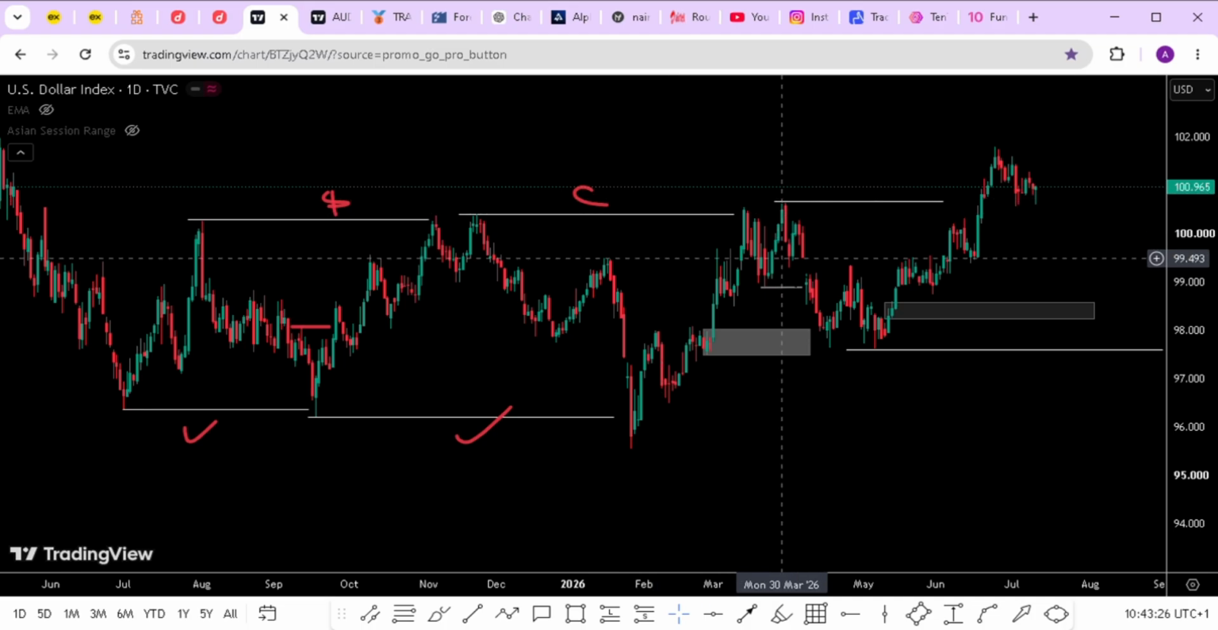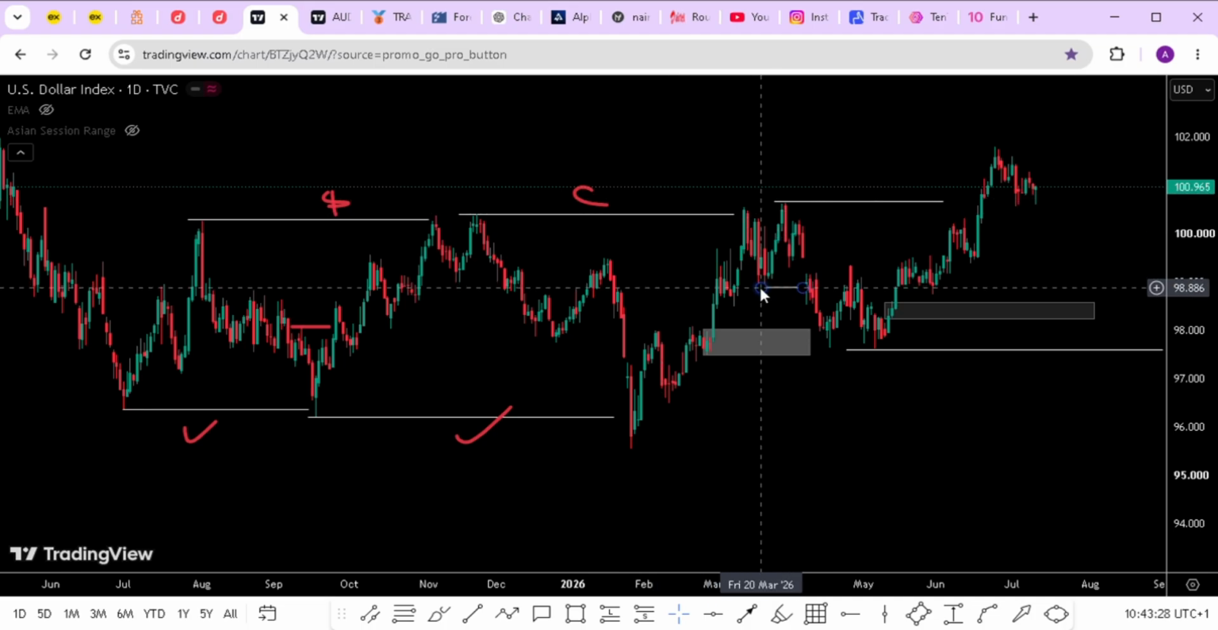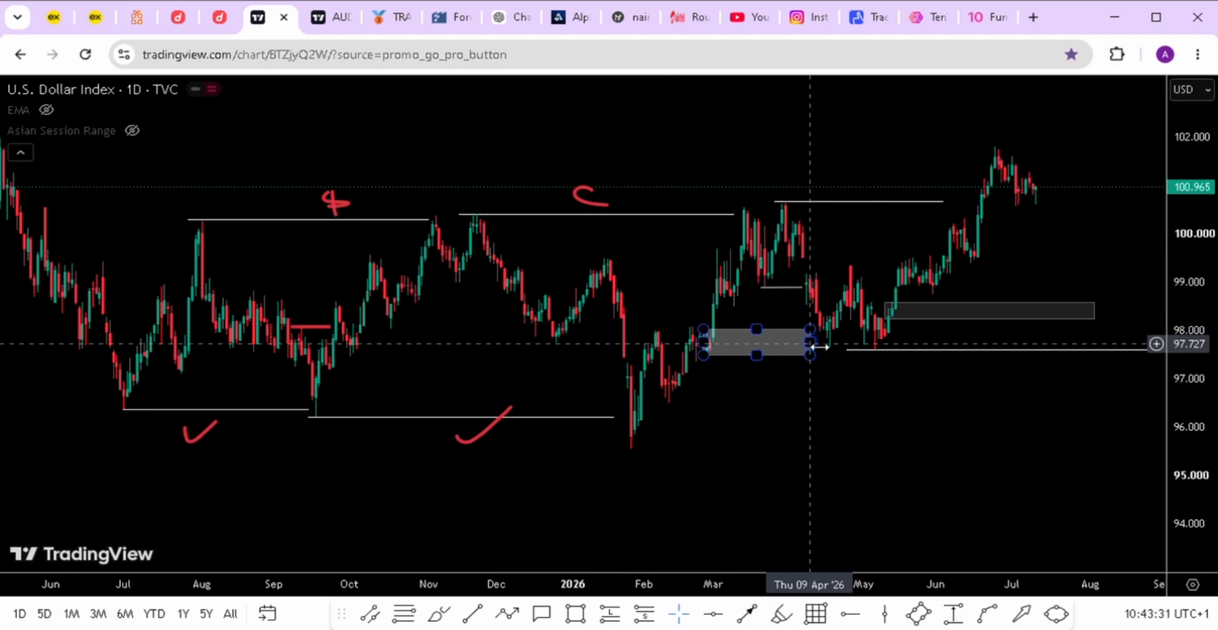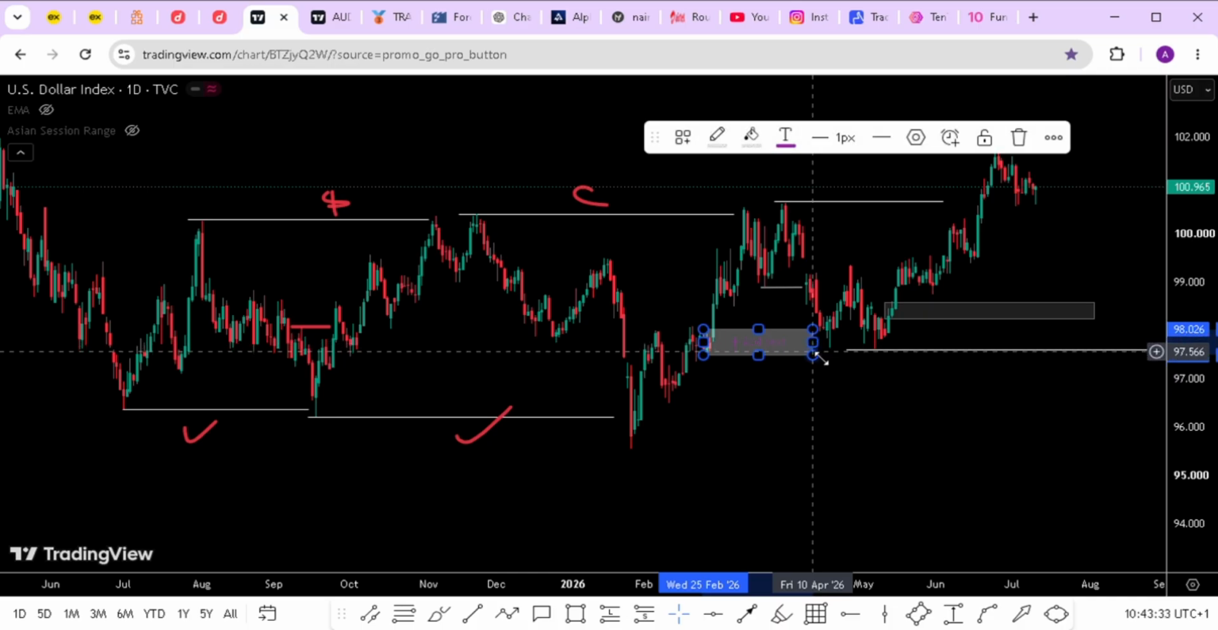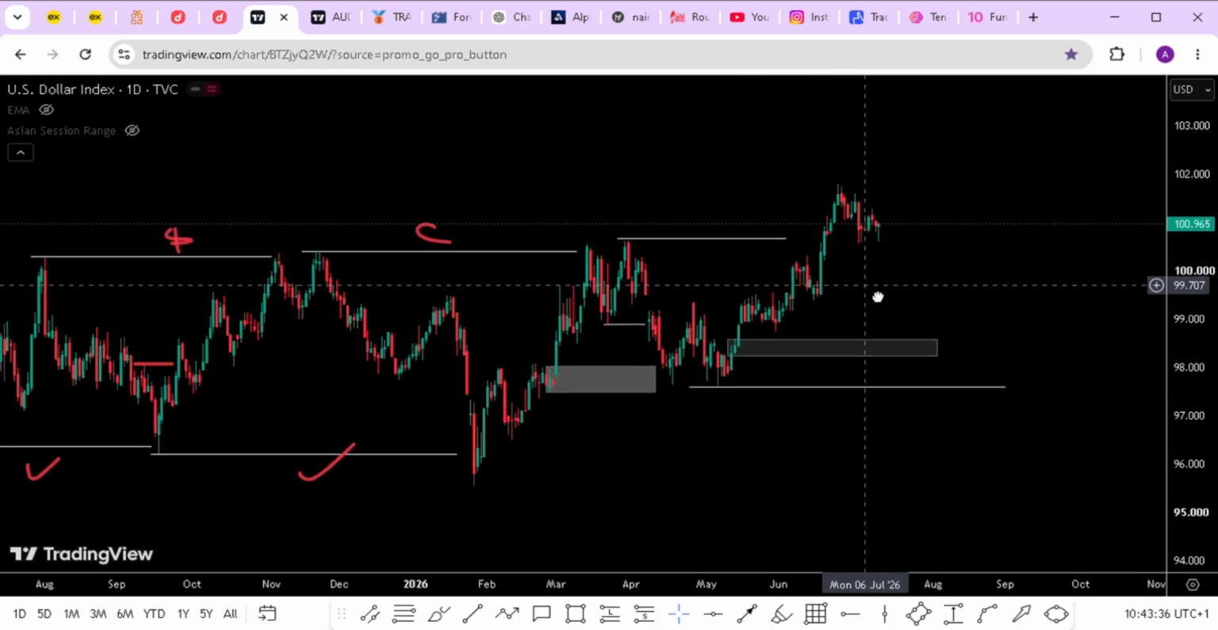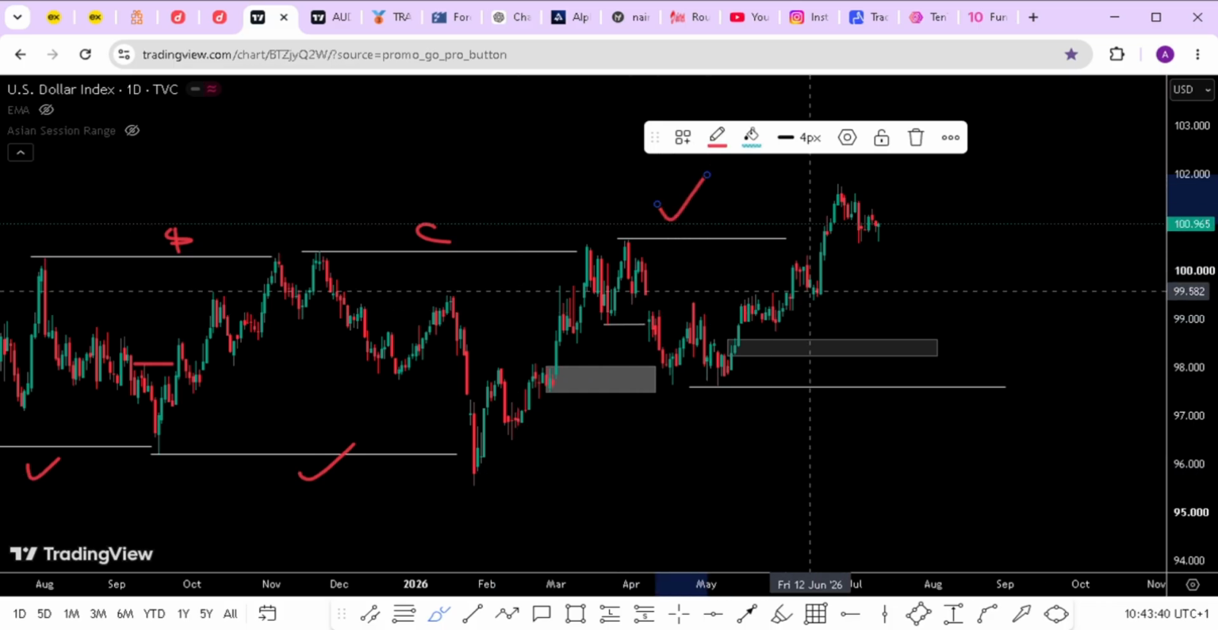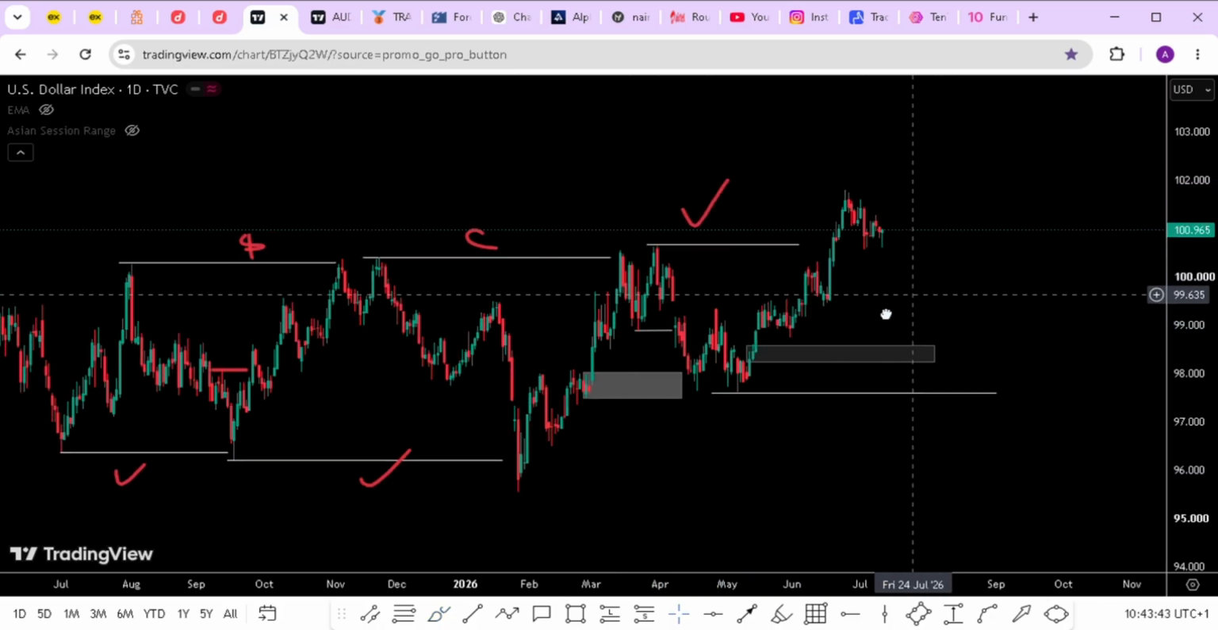And you can see the market came down, took out the inducement, then mitigated the only order block available here. Then you can see how the market responded nicely. So this is the current situation on DXY. You can see that the market has given us a break of structure to the upside.